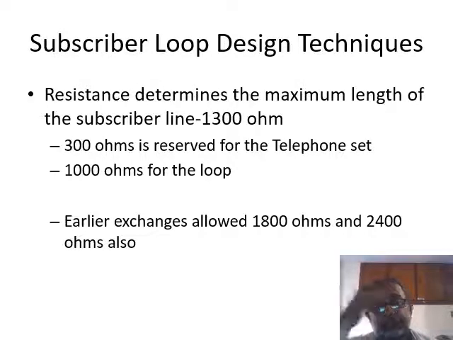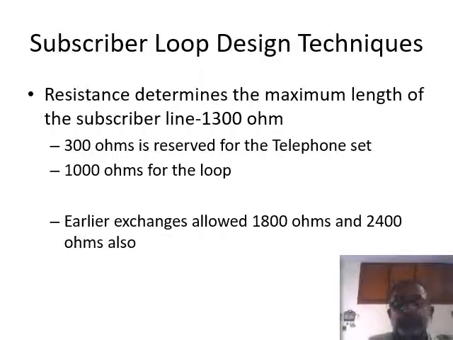The resistance determines the maximum length of the subscriber's line. For example, 1300 ohms is the standard for the latest digital telephone exchanges, out of which 300 ohms is reserved for the telephone set and 1000 ohms is for the loop. Earlier exchanges could allow 1800 ohms and 2400 ohms also.